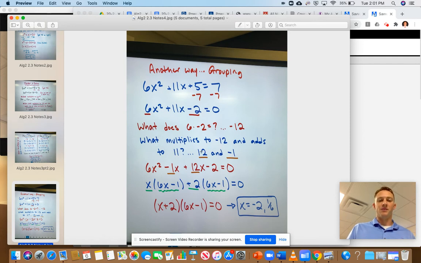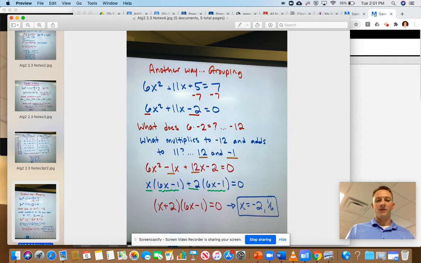So let's take these two numbers and let's write them out. So we're going to replace this plus 11x with negative 1x, or minus 1x, and plus 12x. Because negative 1x plus 12x is still 11x, so it's still equal, it's still legal. All right. Now, just looking at 6x squared and negative 1x, what could I factor out? What could I pull out? Both of these have an x in common, so we're going to pull out an x. What's left over if I take an x out of 6x squared? Just 6x. What's left over if I take an x out of minus 1x? Just the minus 1.